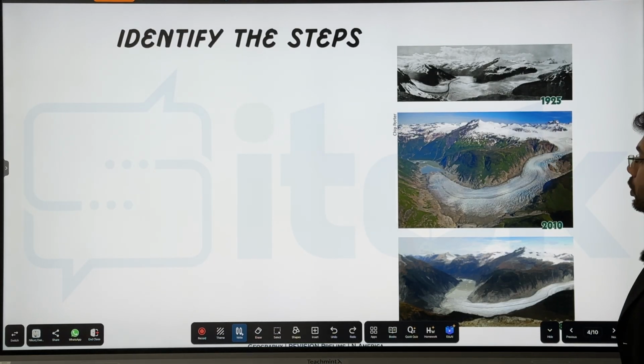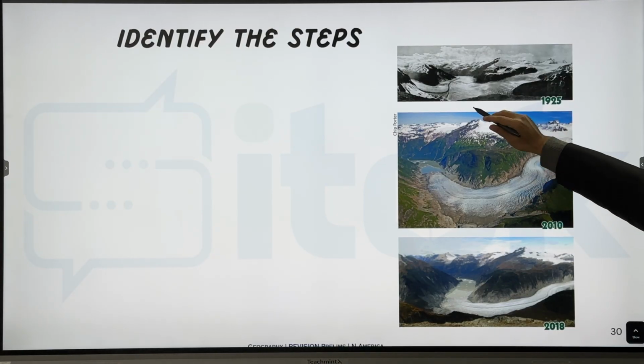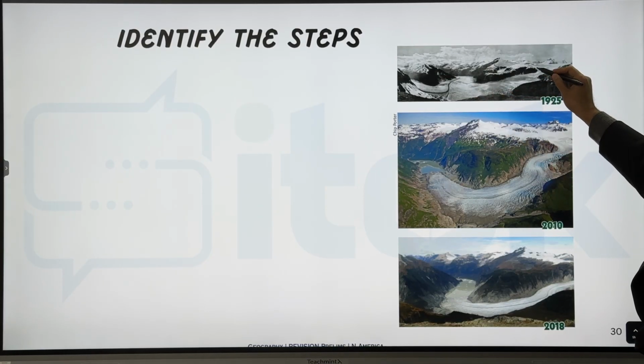Now, these are the steps involved. You see, I had taken this image from a good website. So you see 1925. This also shows you how fast climate change is happening. 1925, exactly 100 years back. The glacier is present in some part of the world, and I want you to notice the depth over here.